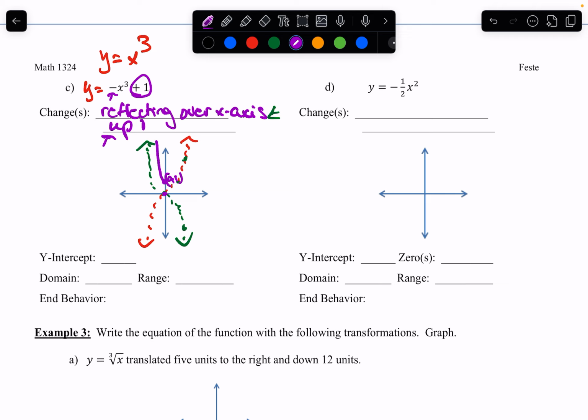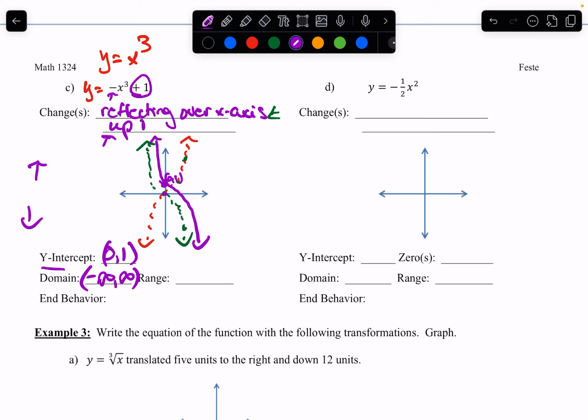And this is where we're going to graph the actual graph, right, like this. Okay, it's asking for the y-intercept. Well, that is where it crosses the y-axis, (0, 1). Domain, we can see that it keeps going up and up and up, and it keeps going down. So our domain is all real numbers, negative infinity to infinity.